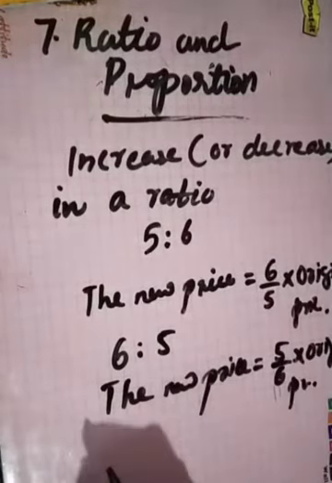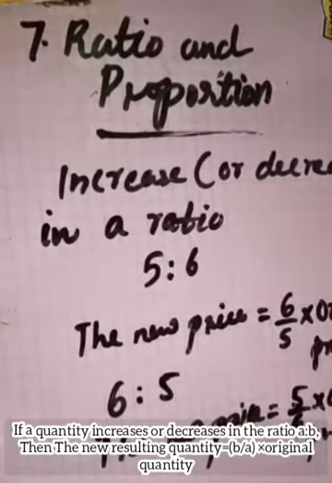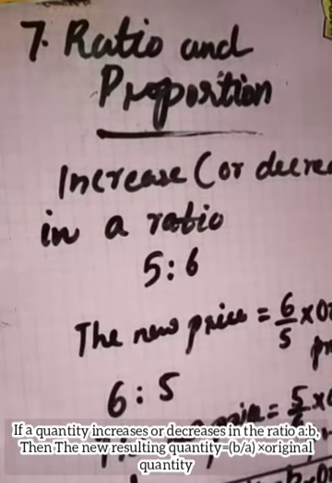So in general we can write: if the increased or decreased ratio is A is to B, then the new increased or decreased price can be calculated using the formula B by A into the original value. B by A into the original price. So it's a very important equation, you write it down. The new increased or decreased quantity, or the resulting quantity, can be calculated by B by A into the original quantity if the ratio given is A is to B. Note it down, okay.